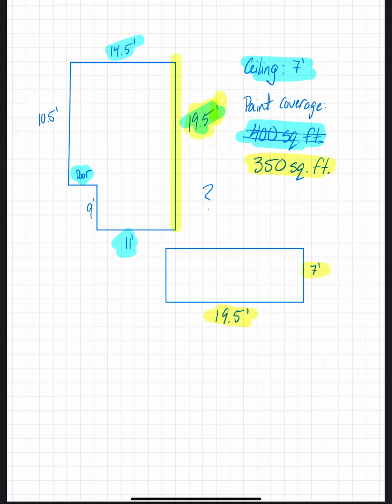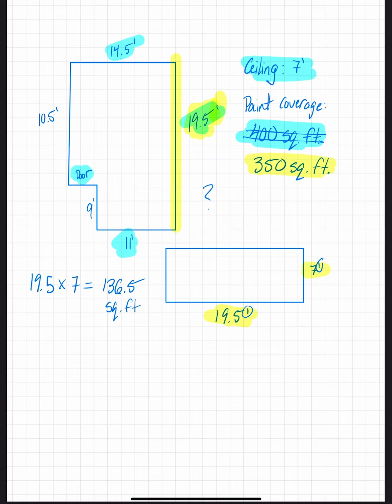So if I take 19.5 and I multiply it times 7, I'm going to get, again, use the calculator, do some multiplication on the side here. What we're going to get is 136.5. And since both of these measurements were feet, we're taking a feet times a feet. This is going to be 136.5 square feet. All right, there's our area measurement. That's of just my one wall.